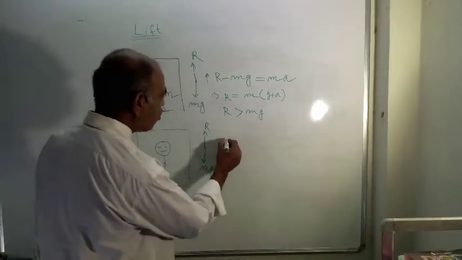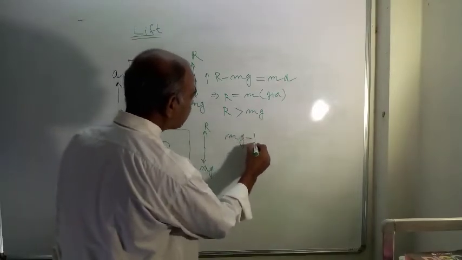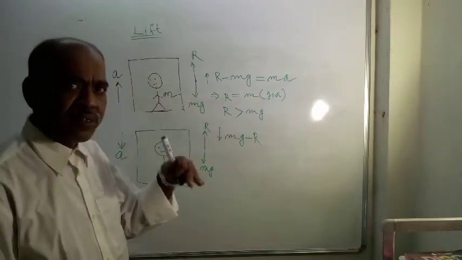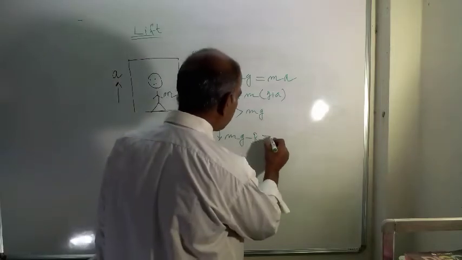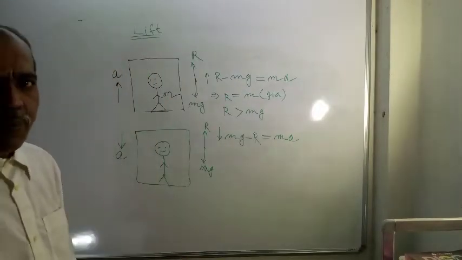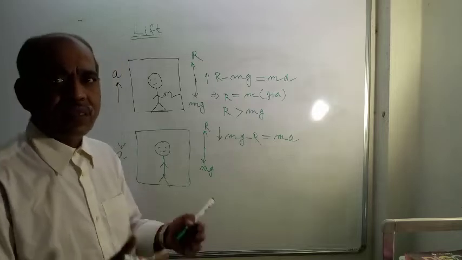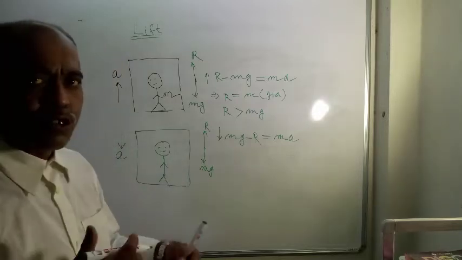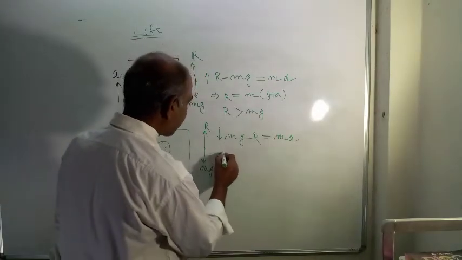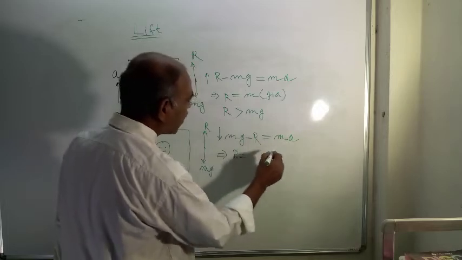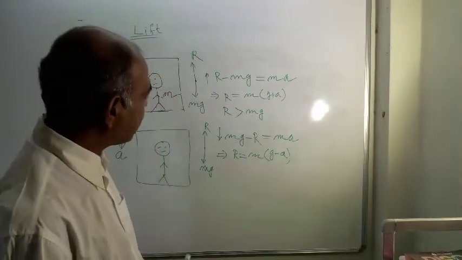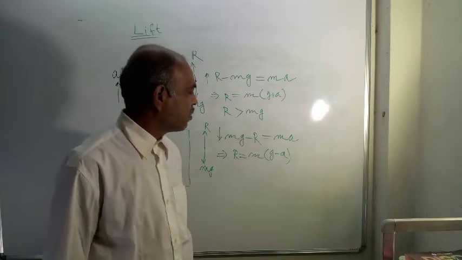So here we should write mg minus R. This is the net resultant force in the downward direction, and this must be equal to mass into acceleration of the man. The acceleration of the lift is equal to the acceleration of the man, because there is no relative movement between the man and the lift. So mg minus R is equal to ma. From where we are getting R is equal to mg minus ma, so R is equal to m into (g minus a).